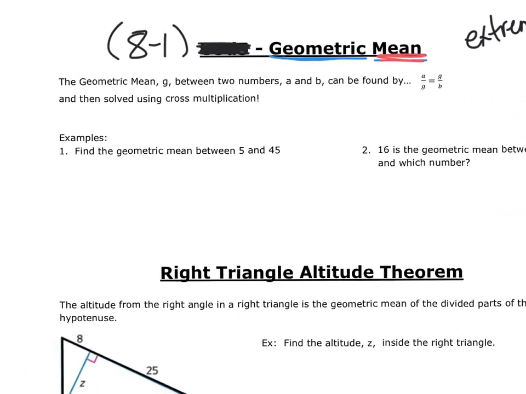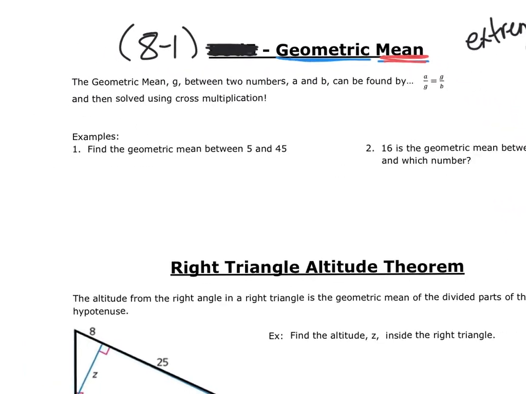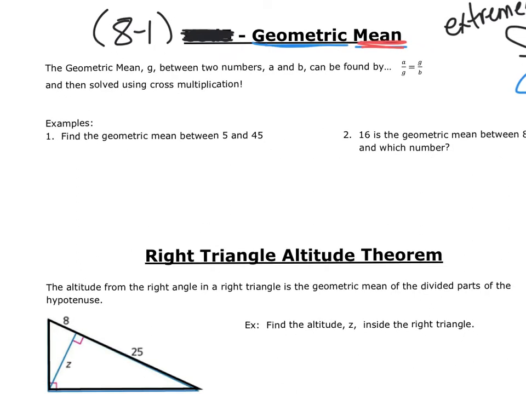All right, so let's look at these notes. The geometric mean between two numbers, A and B, can be found by setting it up where A and B are your extremes and G is in the same place in both locations for the means, or any letter. And then solved by cross multiplication. So for example, find the geometric mean between 5 and 45. So I'm going to set up a proportion and put 5 and 45 in the extremes, and then I'm looking for the geometric mean. I'll call that G, here and here.